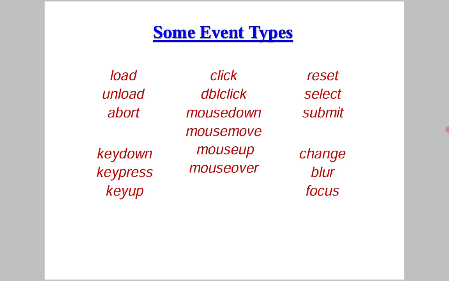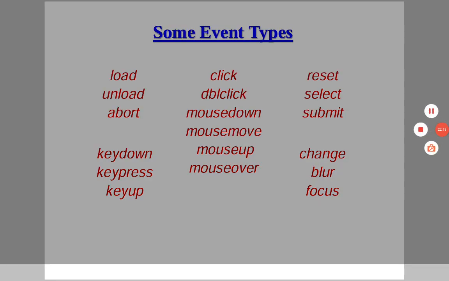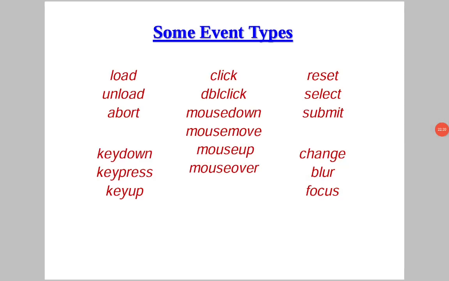So what are keyboard events? Keyboard events generally occur whenever you press a particular key. There are many keys on the keyboard, as we know. These are the keyboard events, as seen in the lower bottom part: key down, key press, key up. Key up means whenever you release a particular key.